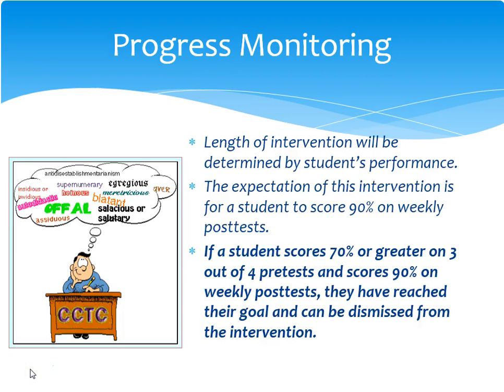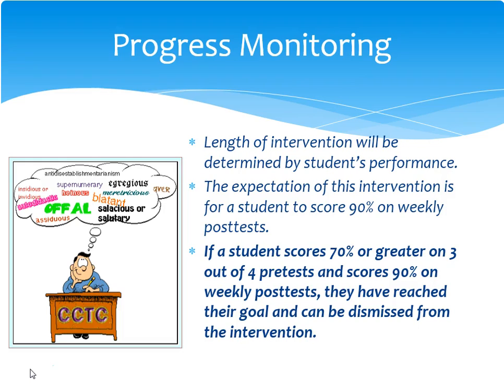Progress monitoring is done weekly through pre- and post-tests, and the length of the intervention will be determined by students' performance. Because the vocabulary is directly taught during the intervention, students should score higher on the post-test than on the pre-test. The expectation for this intervention is that the student will score 90% or above on the post-test. Student scores on the pre-test should increase as they begin to use the strategies introduced and practiced in the intervention.